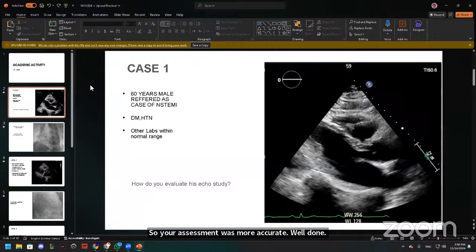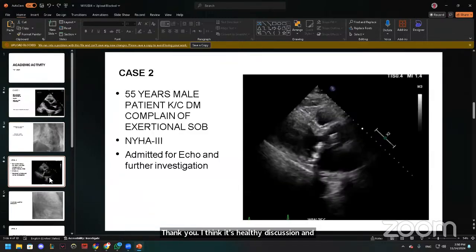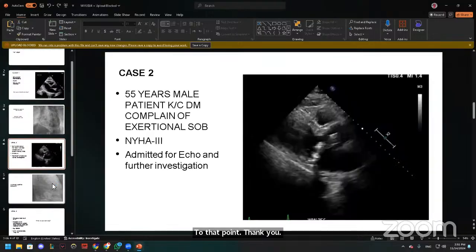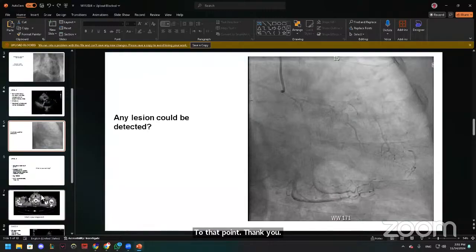Dr. Farid, any feedback regarding this answer on this case? No, thank you. I think it's a healthy discussion and to the point. Thank you. Okay, we'll skip the angio. We'll leave this for now. Let's go to the CT.